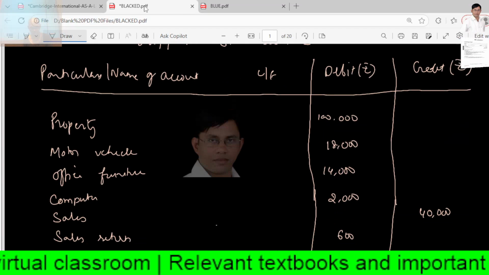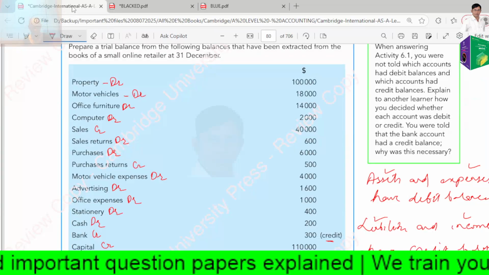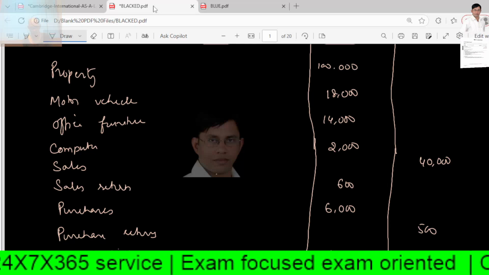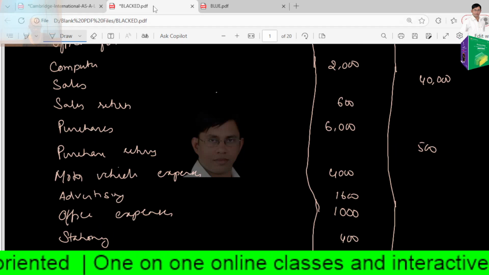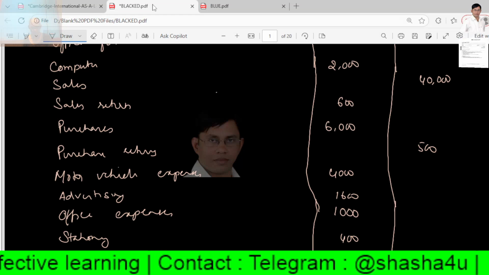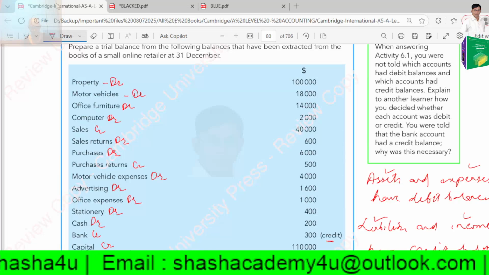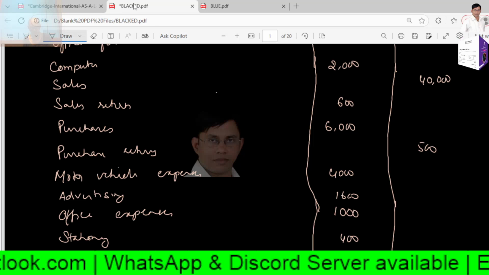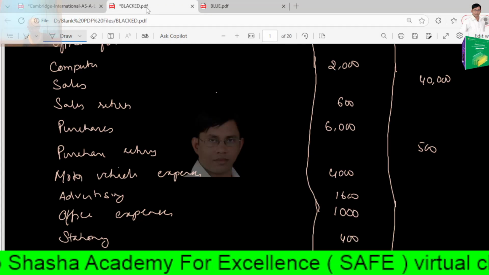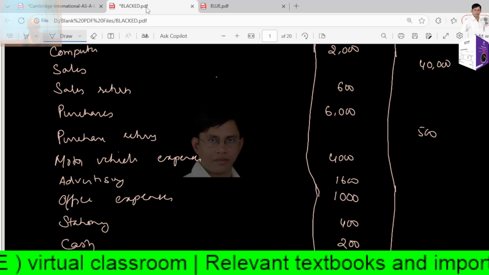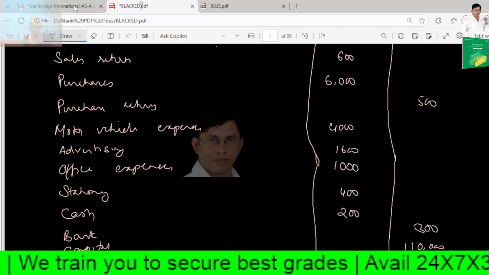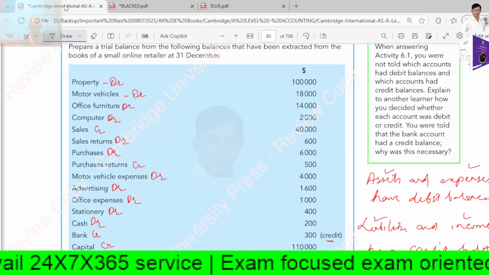Sales return 600, purchases 6,000, purchase returns 500, motor vehicle expenses 4,000, advertising 1,600, office expenses 1,000, stationery 400, cash 200, bank 300 credit, capital 110,000, drawings 3,000.